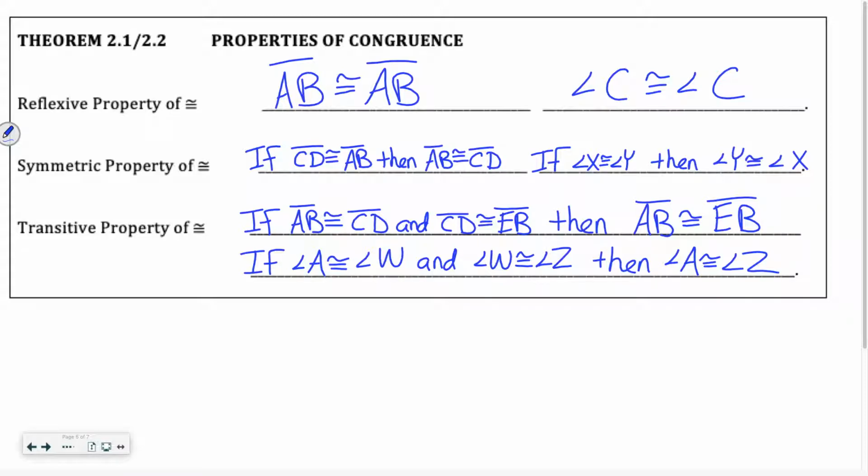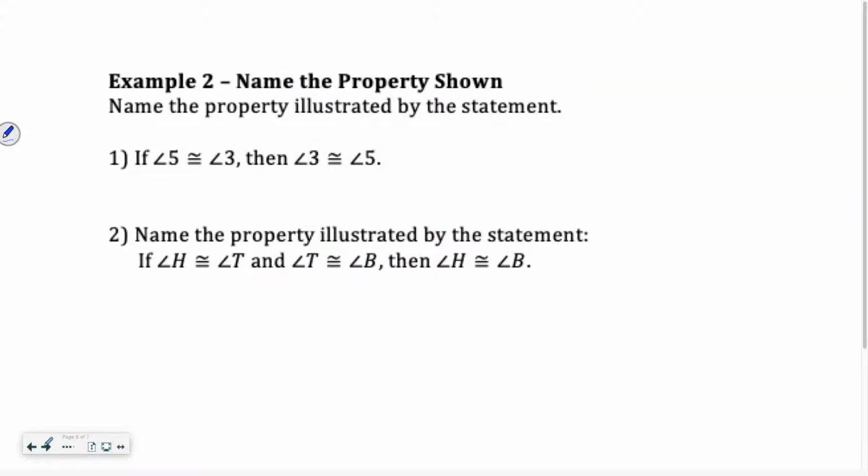Okay, and if you need more time, feel free to hit pause. I'm going to continue on just because I don't want to make you wait if you're waiting for me. So moving on to naming a property. Number one, if angle 5 is congruent to angle 3, then angle 3 is congruent to angle 5. Take a few seconds, think about what this might be. Which one of the three properties from above is this illustrating?